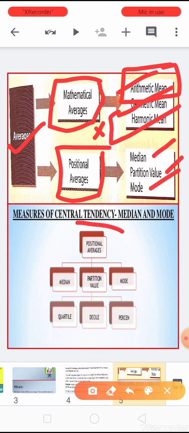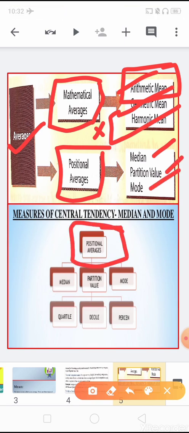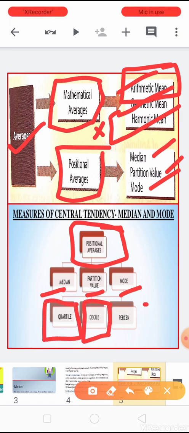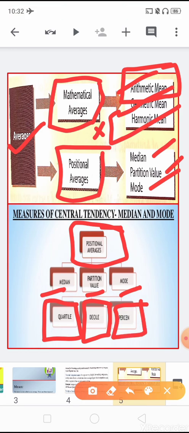And children, the positional average is classified into median, partition value, and mode. And the partition value is further classified as quartile, second is decile, and the third one is percentile.